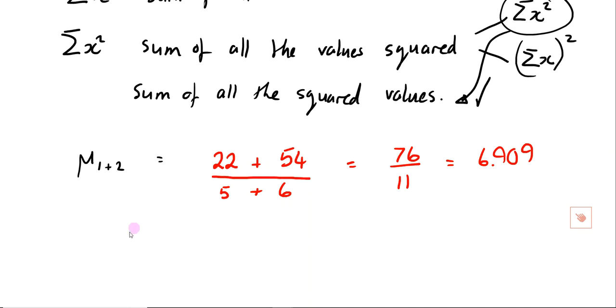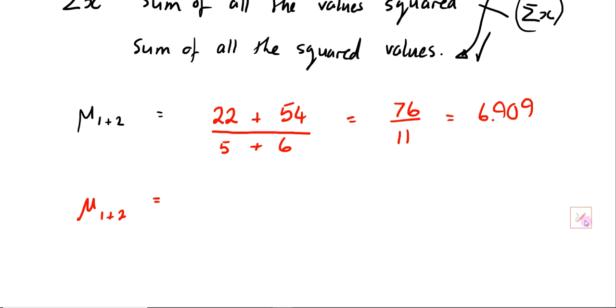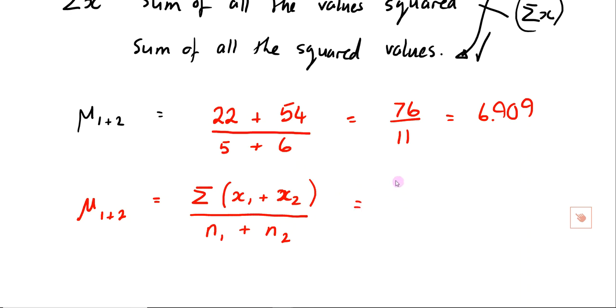Right. How can I express this then in sigma notation? So by the way I've done this, should now be relatively easy. Sigma bracket x1 plus x2, divided by n1 plus n2. See, I would have gone straight for, and we'll discuss this, I would have gone just that.